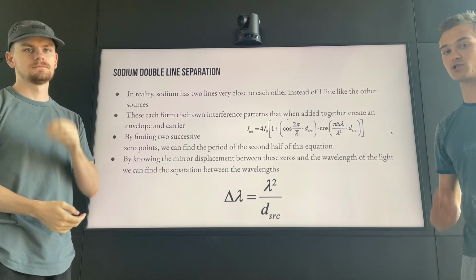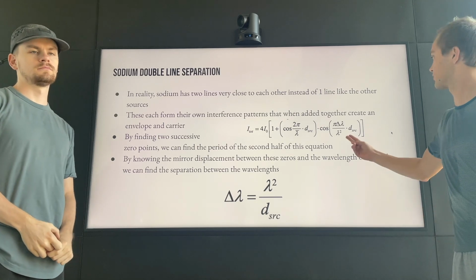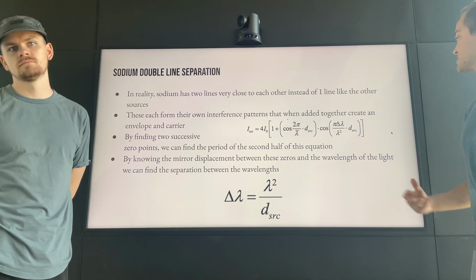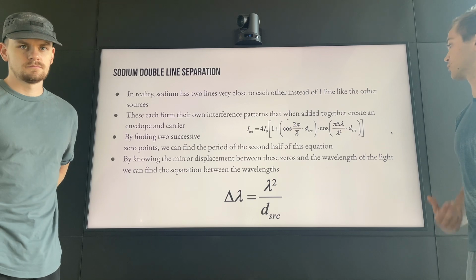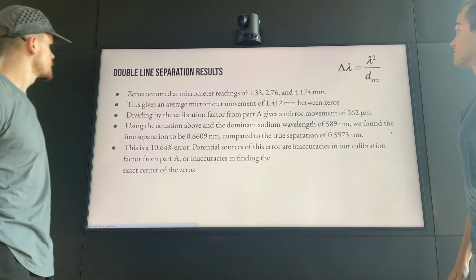So in reality, sodium has 2 lines, not just the one. They form their own interference patterns that, when added together, form an envelope and a carrier. By finding 2 successive zero points, we can find the period of the second half of this equation here, and then by knowing the mirror displacement between those 2 points, we can find the separation between the 2 wavelengths of light. Lastly, we come to our results.